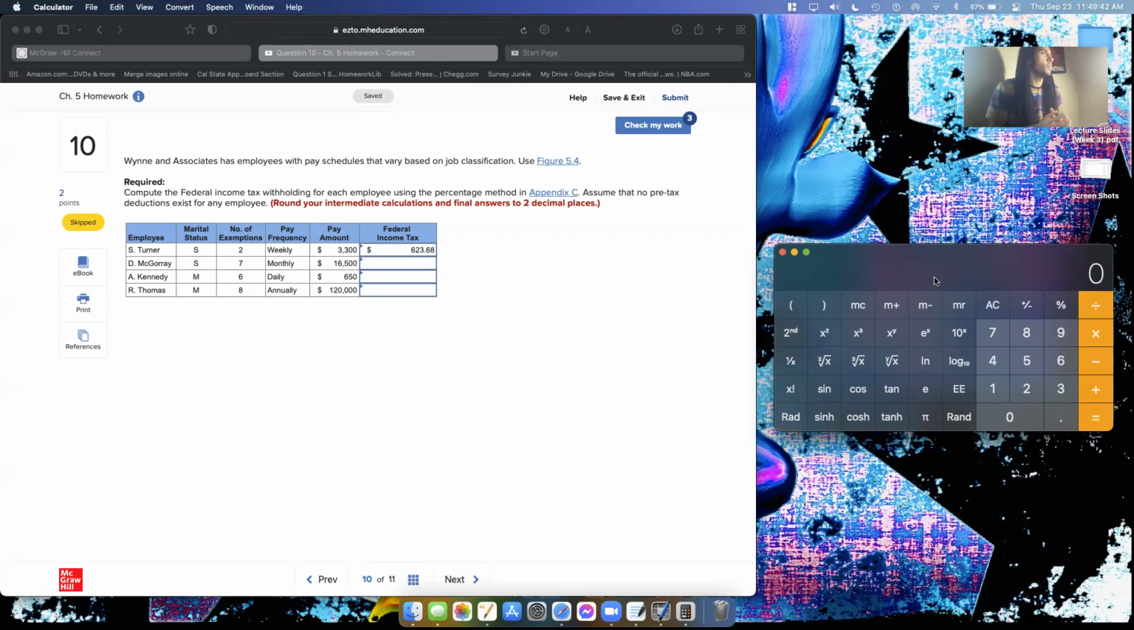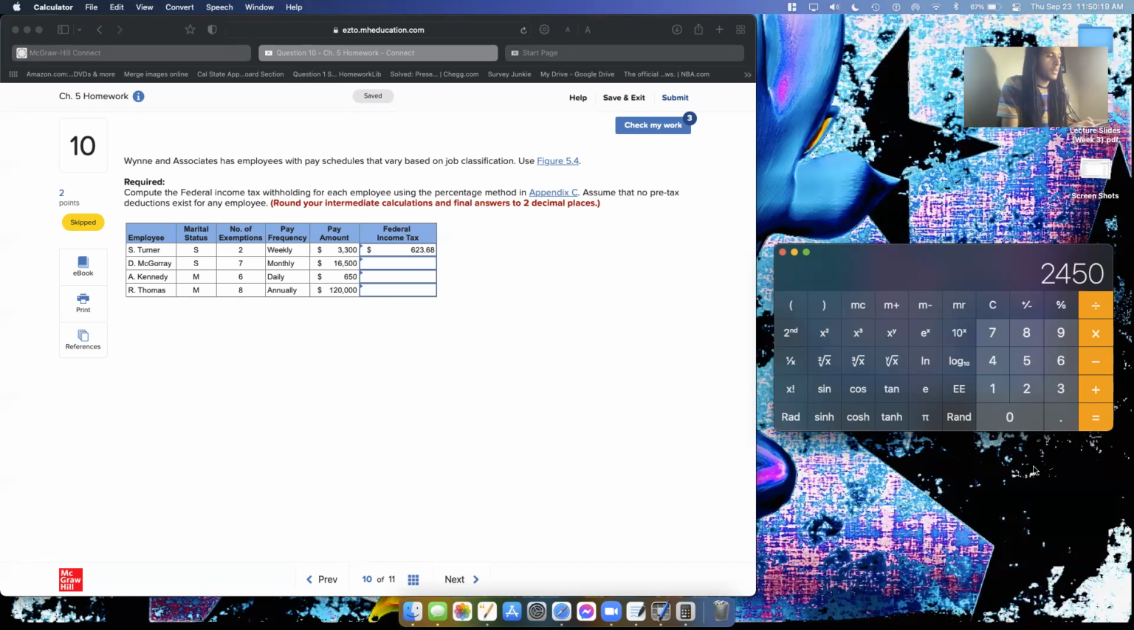The first step is to go to page 403 or figure 5.4 and figure out, okay, what is the withholding allowance for monthly pay if it was 1? And that is $350 for 1. And if you multiply that times 7, let me show on screen, that's going to equal $2,450 of withholding allowances for D. McGorry.